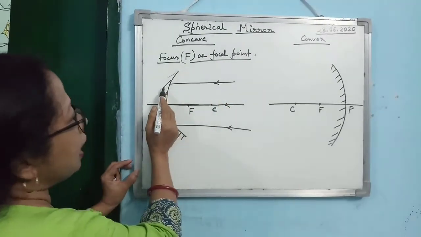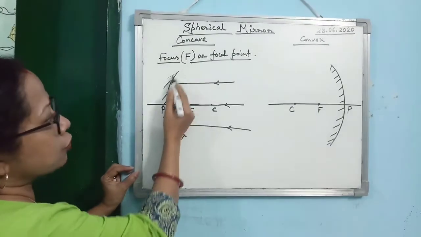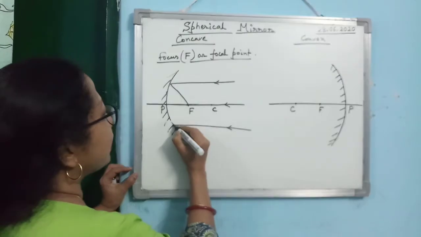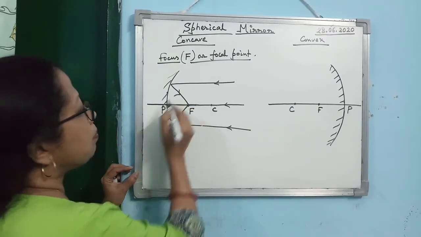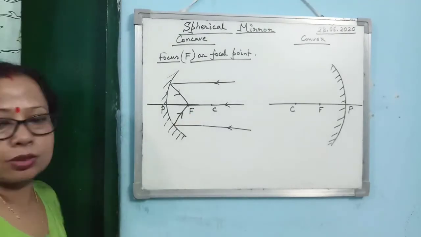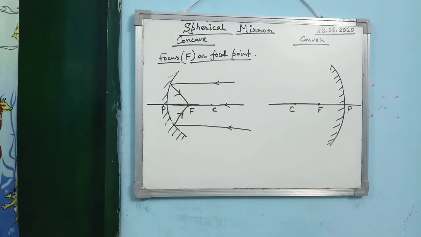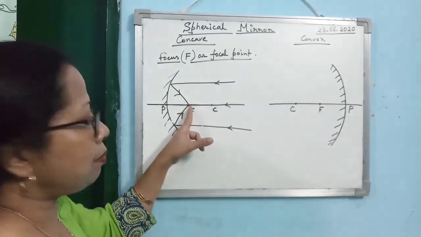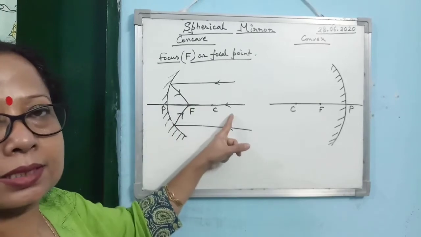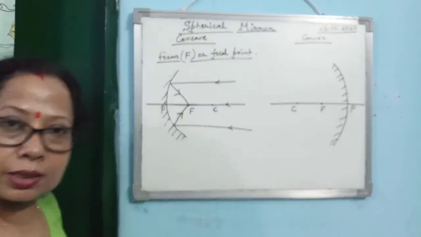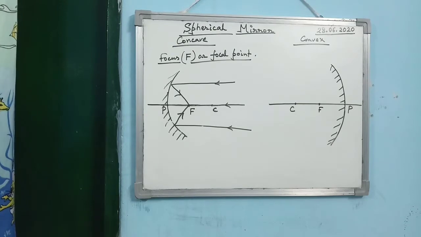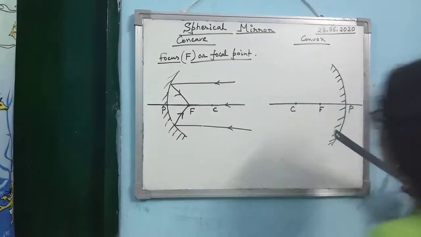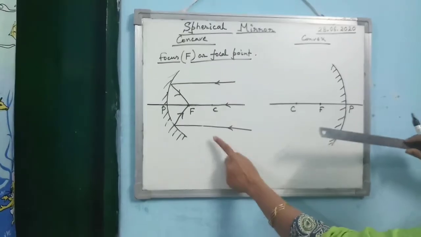Then you see what will happen when a parallel beam of rays falls on a mirror. After reflection, they meet at a point on the principal axis. This point is known as the focus. When a parallel beam of rays falls on a mirror, after reflection, they meet at a point on the principal axis, which is known as focus. Alright, you must draw the diagram and practice it, and as I said, use a scale. Okay, now this time I am using a scale. So this is for the concave mirror.